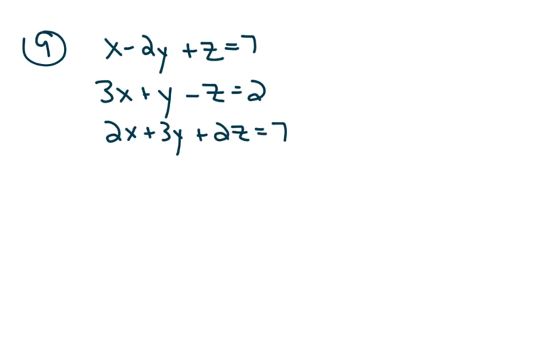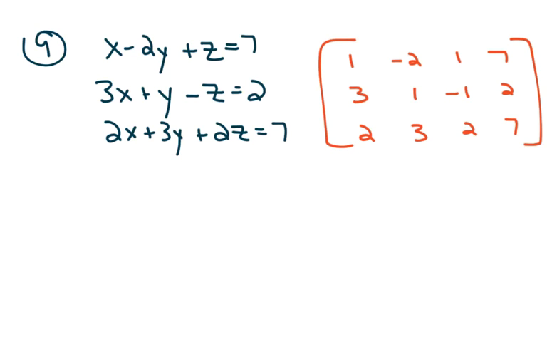In number 9, the matrix you should use is 1, -2, 1, 7, 3, 1, -1, 2, 2, 3, 2, 7, and the solution you should get is 2, -1, 3.